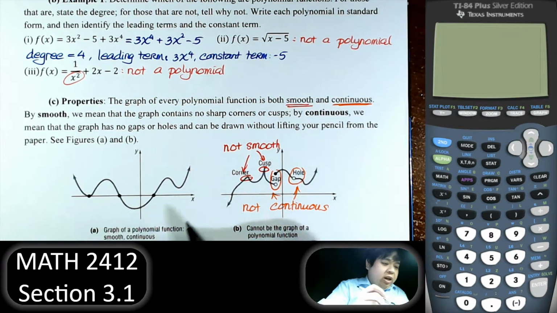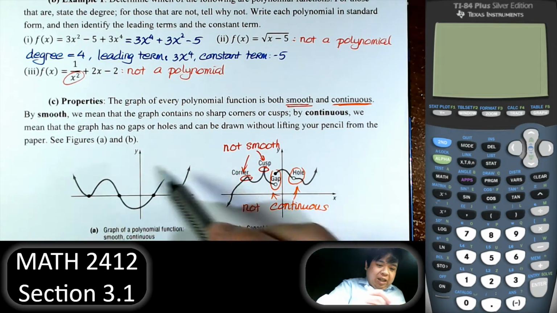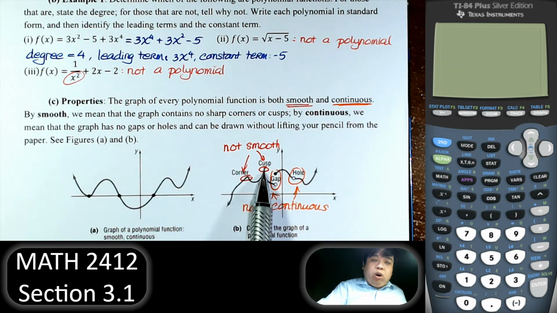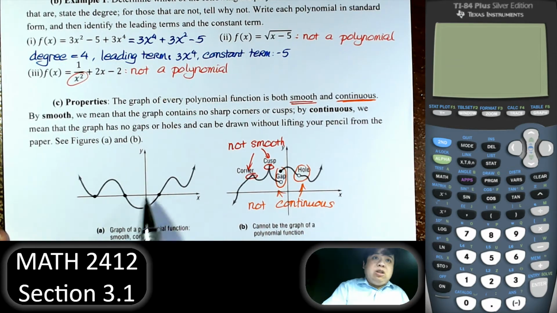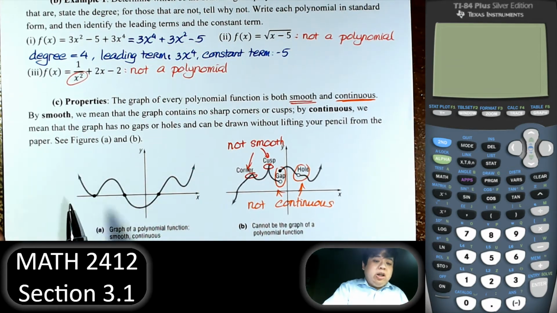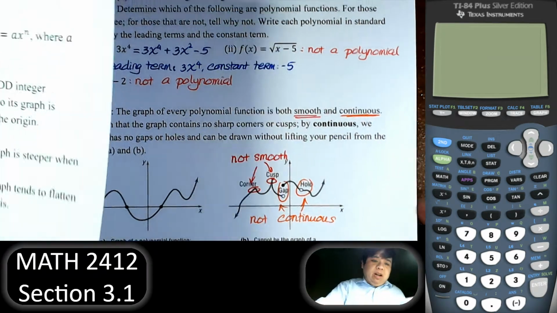Pretty much think of a roller coaster. It cannot have any corner or sharp turn. It cannot have any gap or any hole. So this is a graph of a polynomial function, smooth and continuous. Most of this is just a review of college algebra.